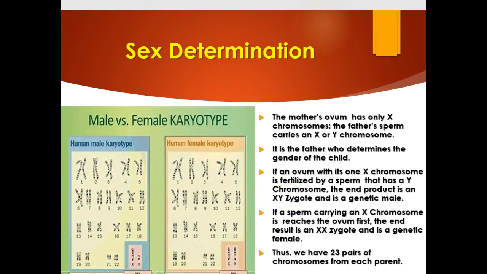Only a male can have a Y chromosome. Now, if a sperm that has an X chromosome reaches and fertilizes the egg first, then you're going to have two X chromosomes, and of course, you're going to have a female. And then we have 23 pairs of chromosomes from each parent. So it is the male that determines the sex of the child.